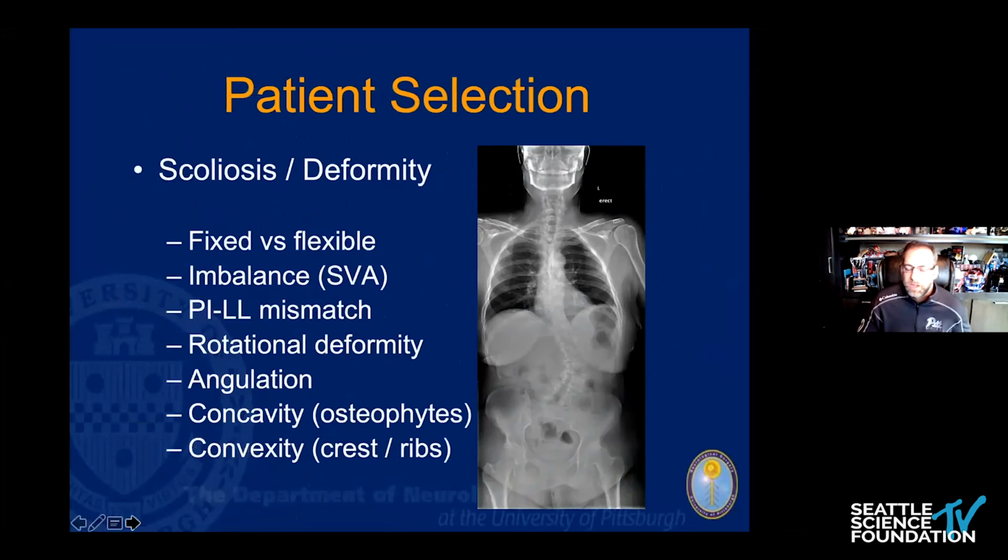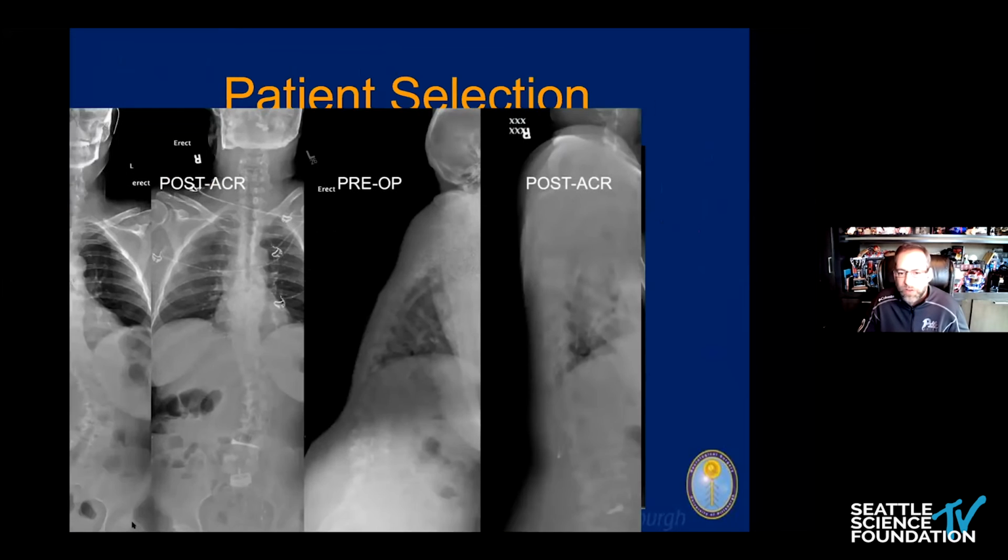So I'm not going to get into scoliosis much, because I know we've got a lecture from Neil shortly, but there's lots and lots to think about before you get to the operating room to determine how successful you'll be with your lateral procedure. Is it fixed? Is it flexible? What's the SVA, the mismatch? How much rotational deformity is there? Are you going to work in the concavity or the convexity?